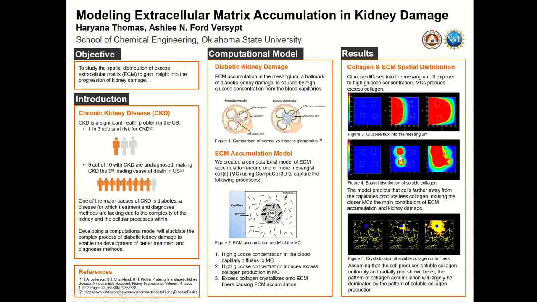Here we can see the cells that are producing collagen, and what we see is that the cells that are closer to the capillary, which is the left side here, produce more collagen, contributing more to extracellular matrix accumulation and kidney damage. And then we incorporated the fibers into our model to see how the fibers affect the spatial distribution of the extracellular matrix that was being accumulated.